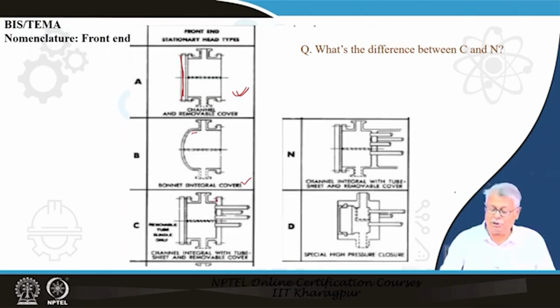In case of N, what you do? You have channel integral with a tube sheet and removable cover. So, basically what you have is this, which is slightly different from C and N. I would like you to go through these two, compare them and find out the exact differences and where they differ. Next, what I have is a special high pressure closure. So, this is definitely for a high pressure system.